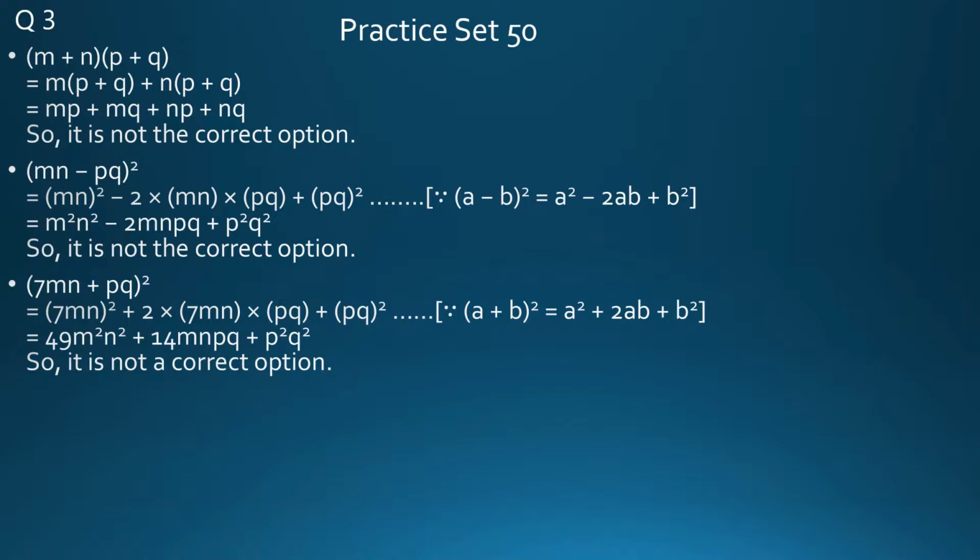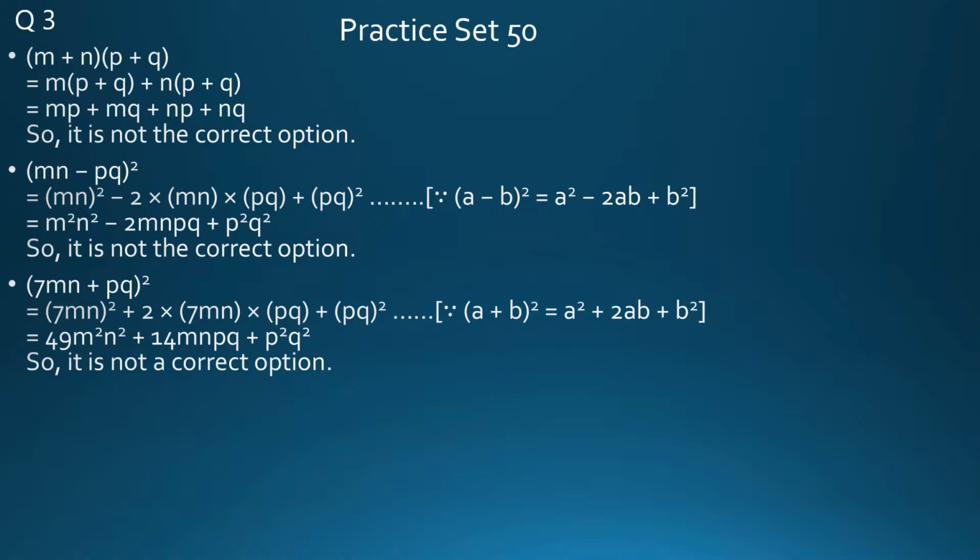The reason is, since a plus b the whole square is equal to a square plus 2ab plus b square, which is equal to 49 m square n square plus 14 mn pq plus p square q square. So it is not the correct option.